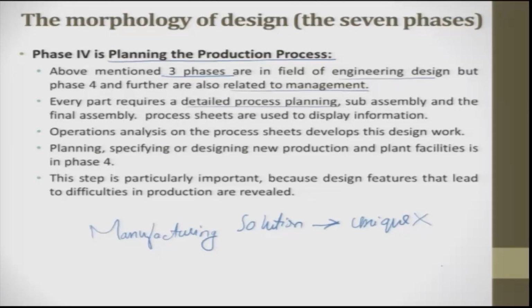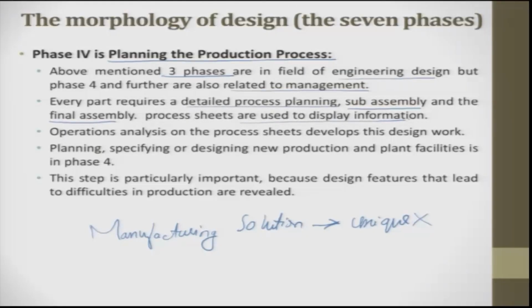Okay. So, that is what we say, every part requires a detailed process plan, and sub assemblies and the final assembly have to be given. There is a process sheet which will be developed for each individual product, and then there will be more information about what all changes have to happen to the part such that it becomes a product. Okay.